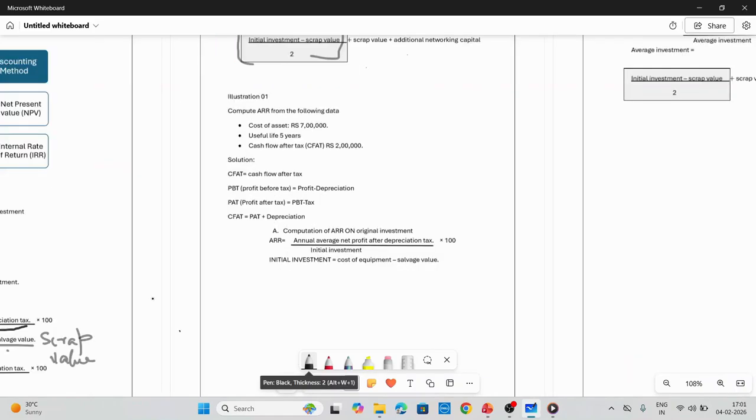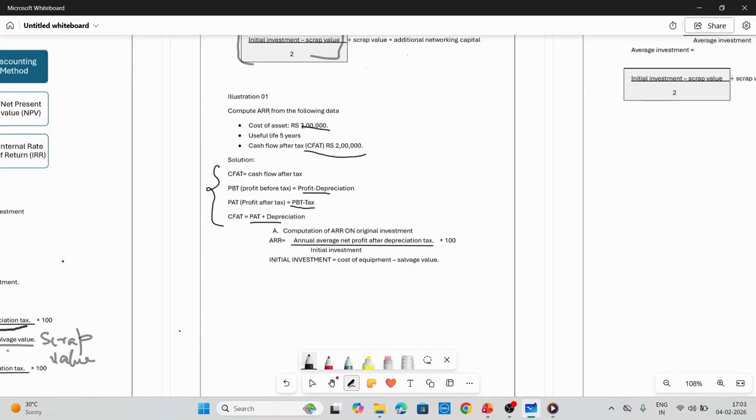Now let's solve the problem. Compute ARR from the following data. Cost of asset is 7 lakh rupees. Useful life is 5 years. Cash flow after tax, that is CFAT, is 2 lakh rupees. To solve the problem, note down these formulas. CFAT is cash flow after tax. PBT, profit before tax, is equal to profit minus depreciation. PAT, profit after tax, is equal to profit before tax minus tax. So CFAT is equal to profit after tax plus depreciation.